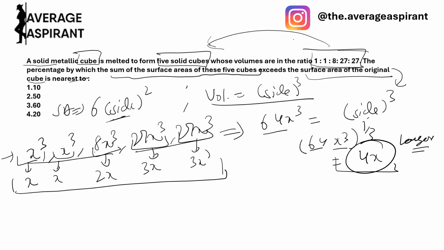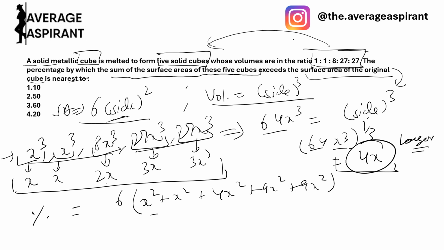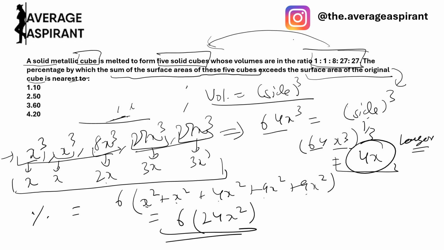And we need to find by what percentage the surface area of these smaller cubes exceeds that of the larger cube. So if you calculate the surface area of the 5 smaller cubes, it would be 6 because 6 will have to be common. I'm just taking it common. Side square would be x square plus 4x square plus 9x square plus 9x square. So this would be 6 into 1, 1, 4 and 18. So this is 24x square. This is the surface area of 5 smaller cubes.